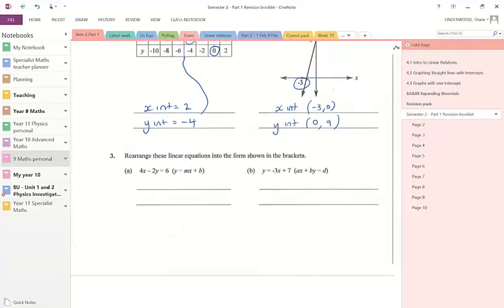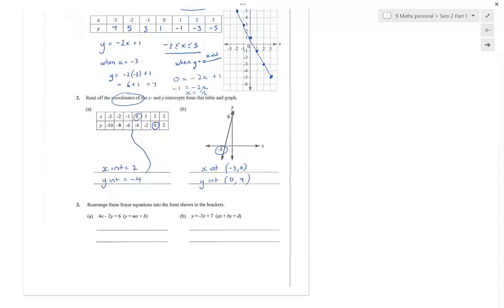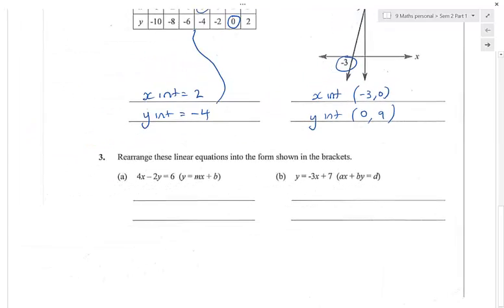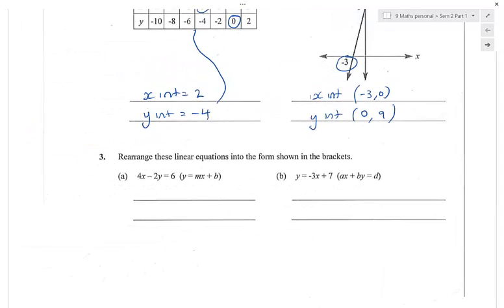Remember how it says here that y is equal to mx plus b. That's the format that we want to get it in. At the moment, it's not in that format. We want y as the subject. So how do we get y as the subject? George? Add 2y to both sides.